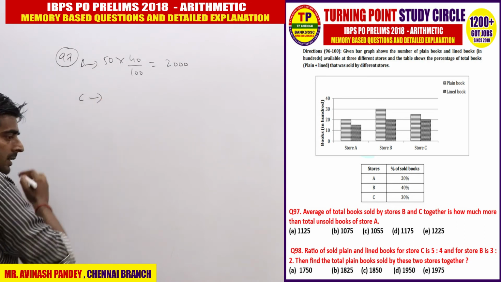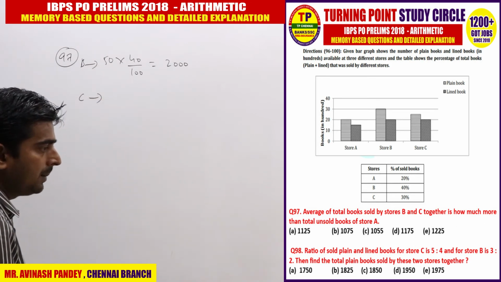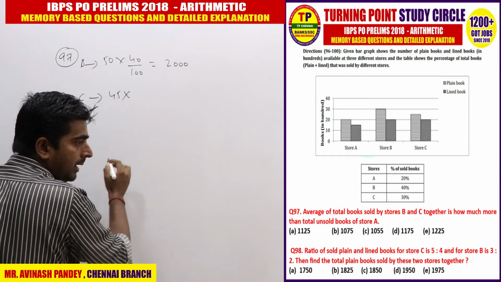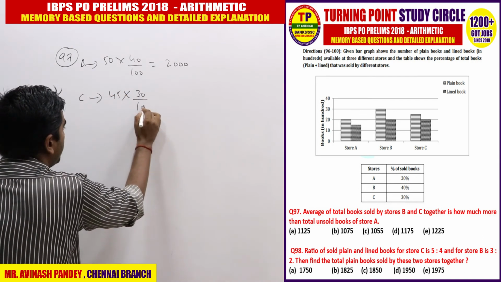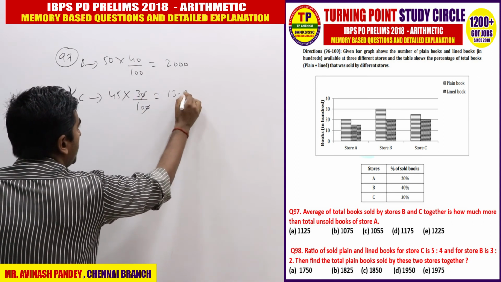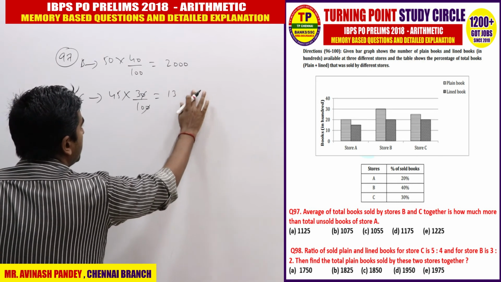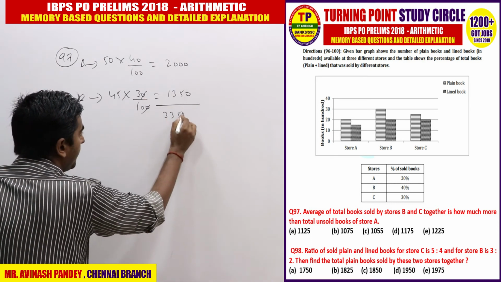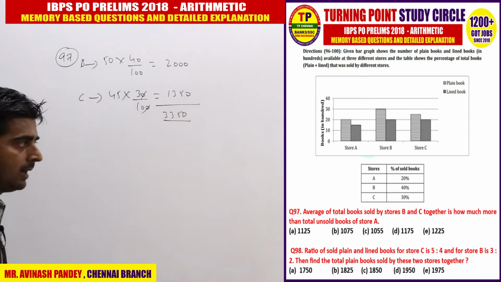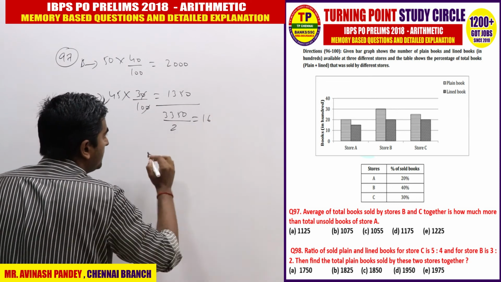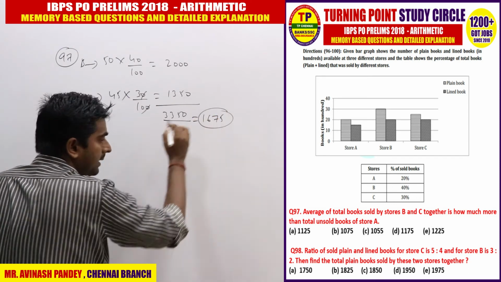And what about C? How many total books are there? 25 plus 20, 45. What about the percentage of sold books? It is 30 by 100. So when you cancel, 100 units are there, so 13.5, or I can say 1350. What about my total value? It is 3350. But we need to calculate the average, which is the sum by the number. So divided by 2, 2 16s are 32, so 1675.